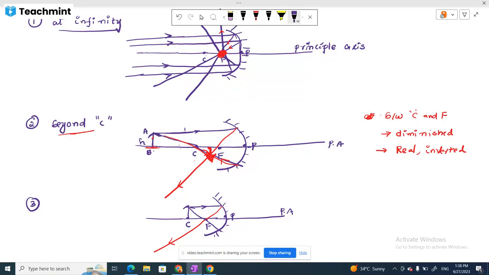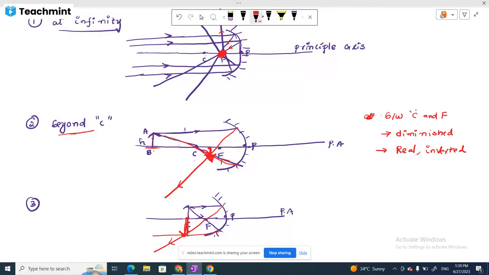So we know one rule, the second rule: the ray which passes through the focus becomes parallel after reflection. They meet exactly at this point. This is the image of the top point. B is the foot of the perpendicular, exactly at the center of curvature. If you compare, the size of the image should be equal to the size of the object.